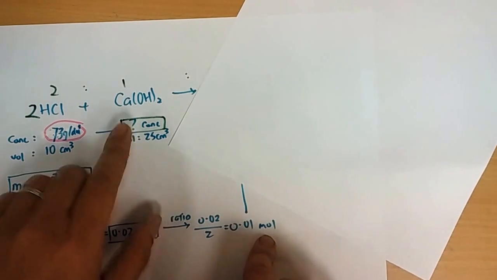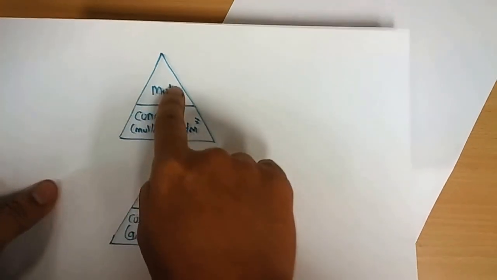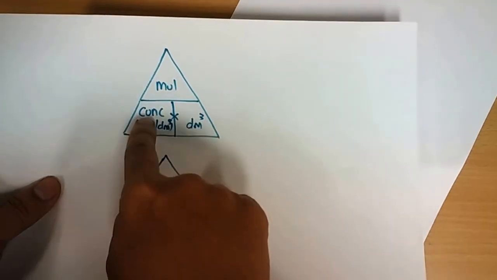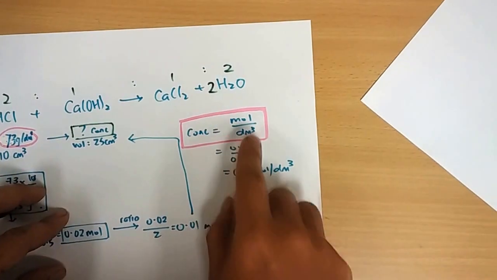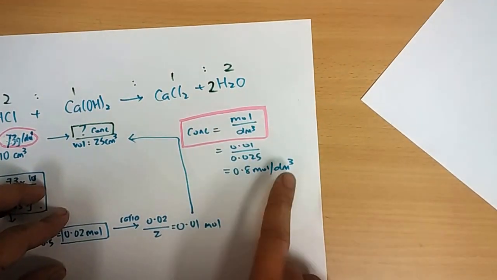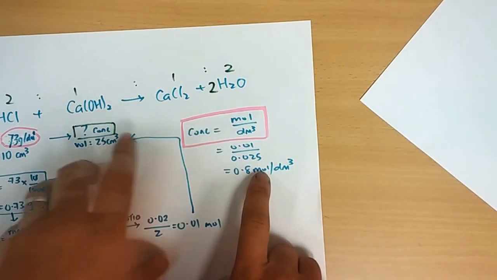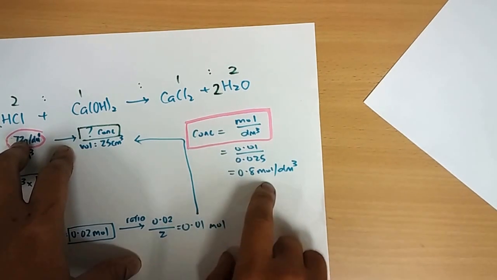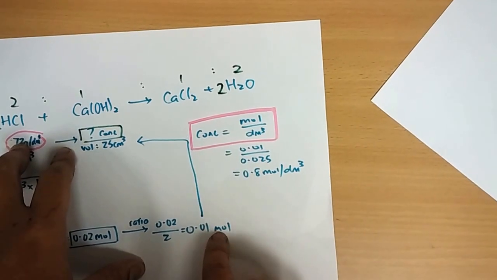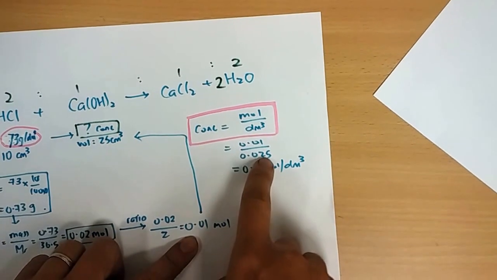So now you have mole, you have volume. Can you find concentration? How do you find concentration? Mole divided by volume, and you get concentration. And in this case, because you have used mole, the units will be moles per dm cube. Now, if they ask you for grams per dm cube, what can you do? You can change the mole that you have calculated to mass, and then divide it by volume.